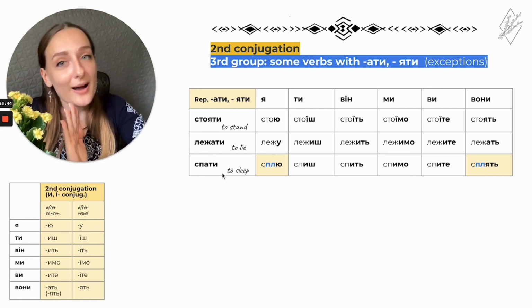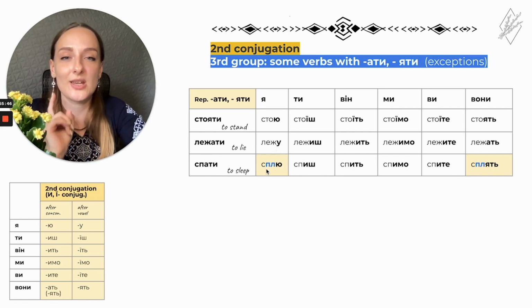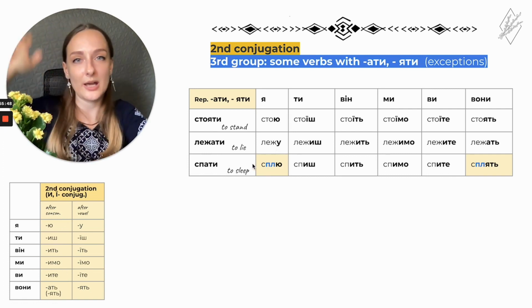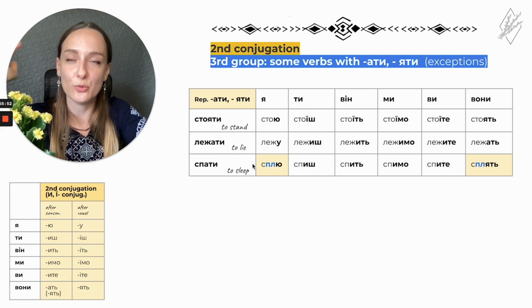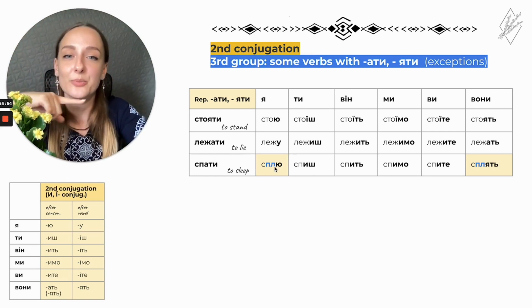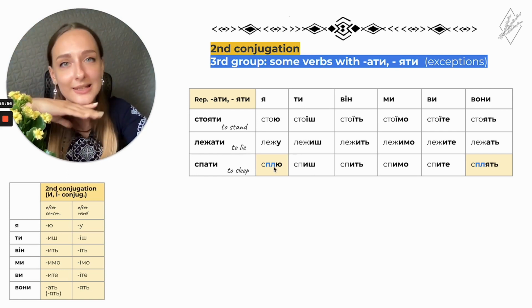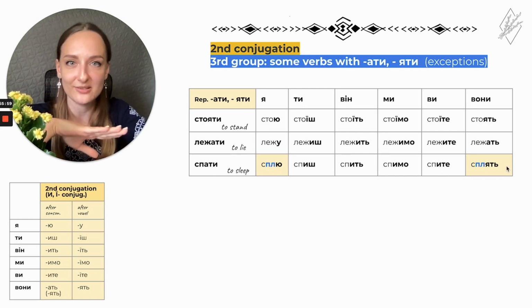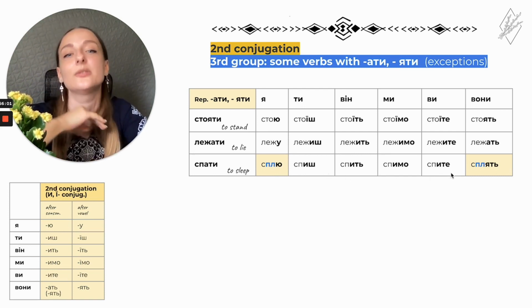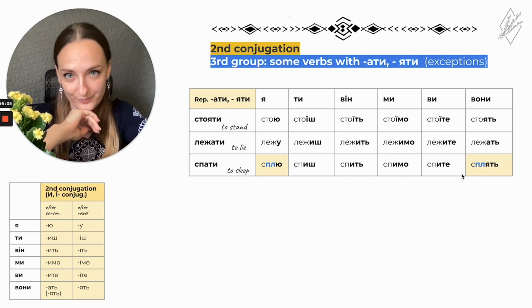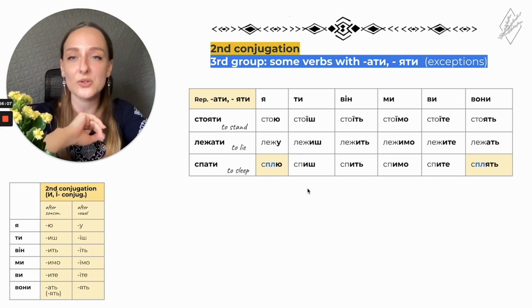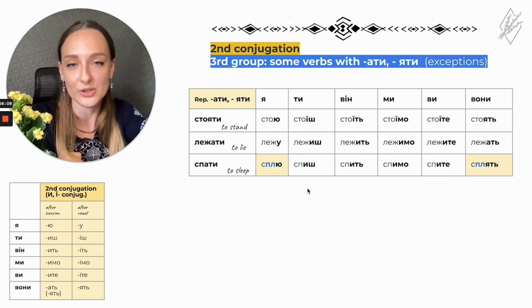With спати, we have the same situation as we had on the previous page, with the verbs роблю, люблю, where an additional L appears. Я сплю, вони сплять. Other forms are typical. Ти спиш, він спить, ми спимо, ви спите. Better also to remember just the conjugations of this verb.